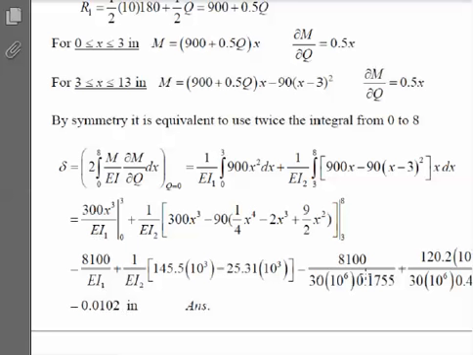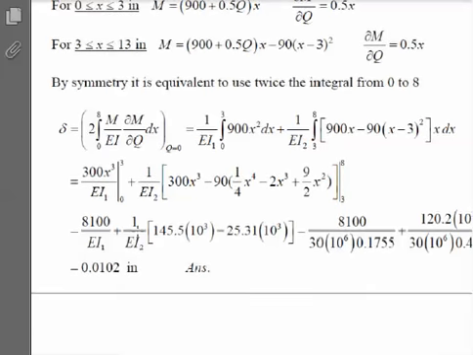Plug it all in, crunch the numbers, and we get the deflection at the midspan of this shaft. I'll leave it to you to see if these numbers flow to those numbers, flow to that number. And that ends this video explaining our homework for Castigliano that was due last week. Enjoy.